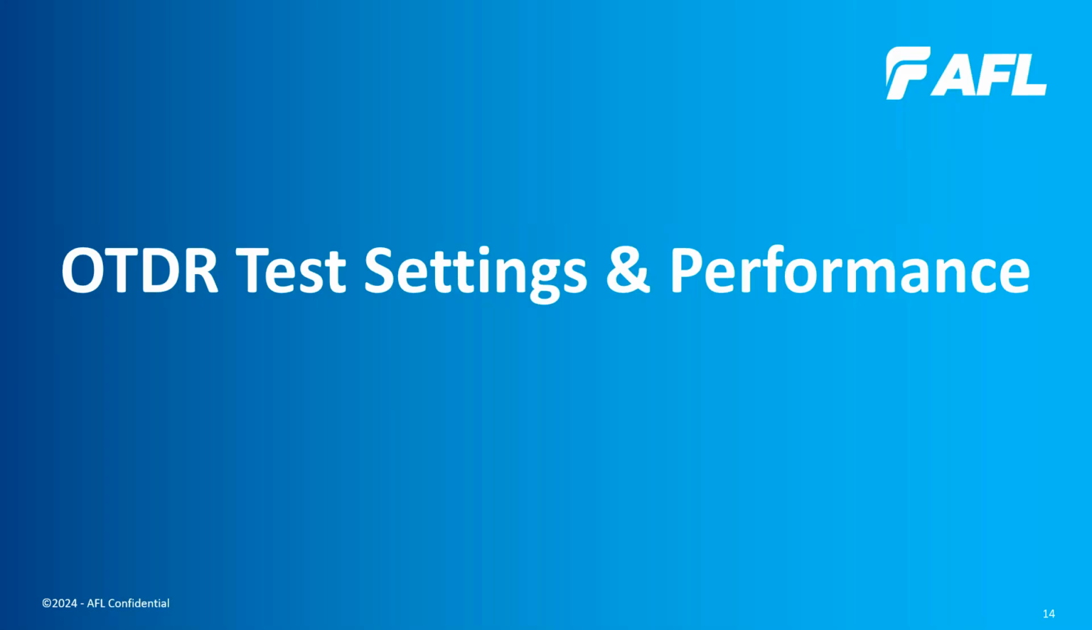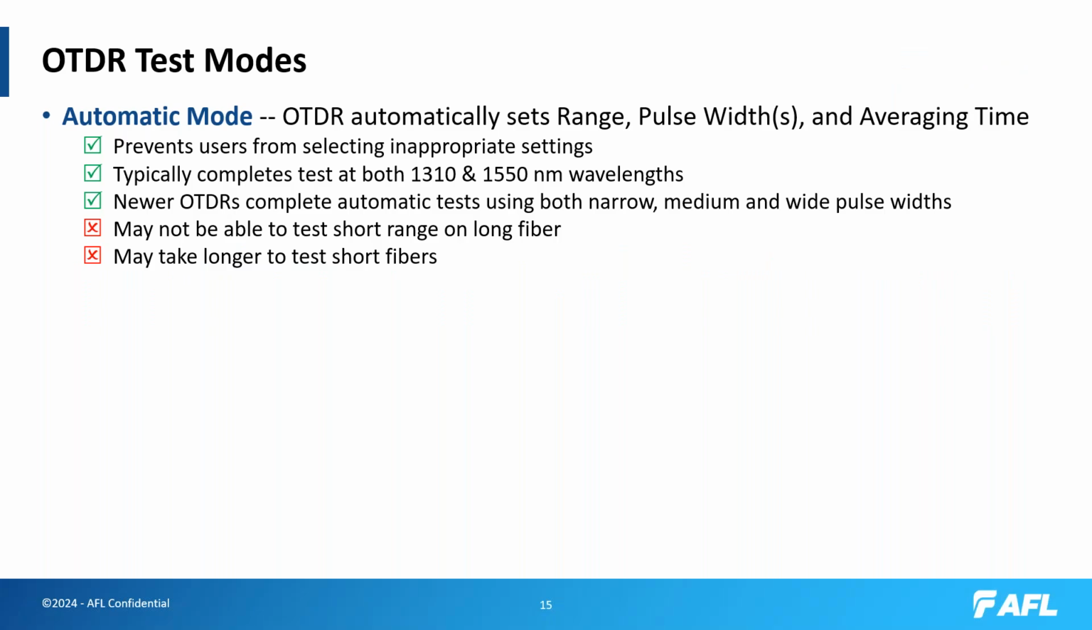So let's talk a little bit now about OTDR test settings and performance. Virtually all OTDRs today offer an automatic mode. In our FlexScan family, we call it Smart Auto. And it automatically sets the range, the pulse widths, which we use in Smart Auto mode, and the averaging time. Benefits are that it prevents users from selecting inappropriate settings. This is especially true for novice users, less skilled users.